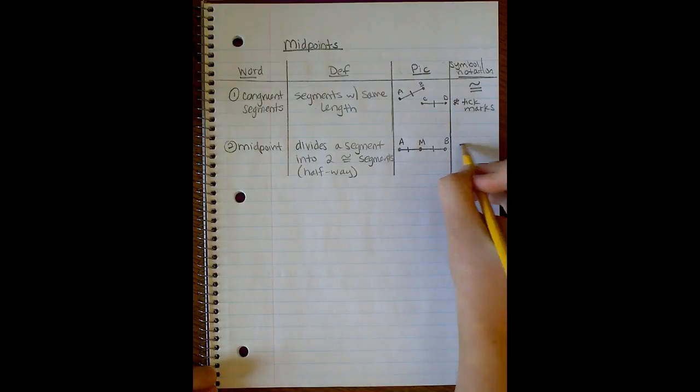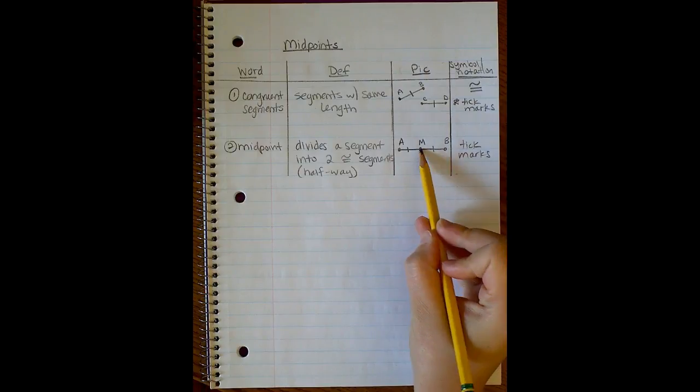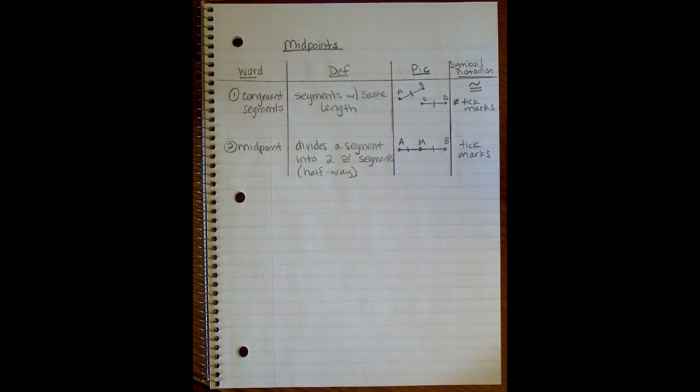And again, I would record that you need the tick marks in order to have a midpoint. And you label it just like you would a point with a capital letter. I always choose M for midpoint. All right, let's try a few examples together.